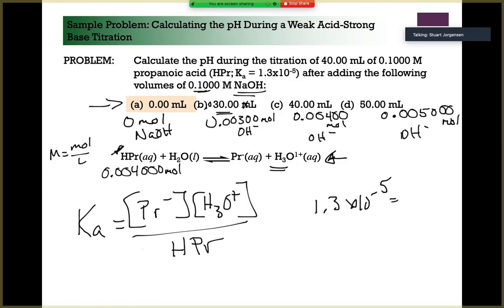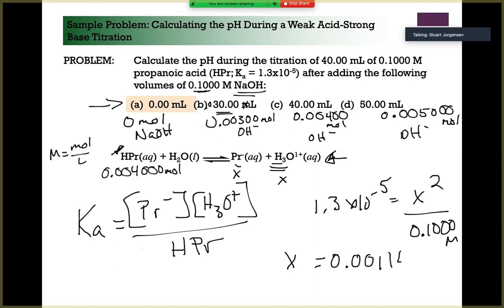That's going to equal, well, we didn't know what these were, right? So it's going to be x squared. If we call this x and this x, that's going to be x squared. So we're technically using our ICE table here, all over initial concentration of 0.1000 molar. Cool. So now we can solve for x, right? We take 1.3 times 10 to the negative fifth times 0.1. Square root of that answer gives us an x value for this first one of 0.00114, and that's the molarity of H3O plus.